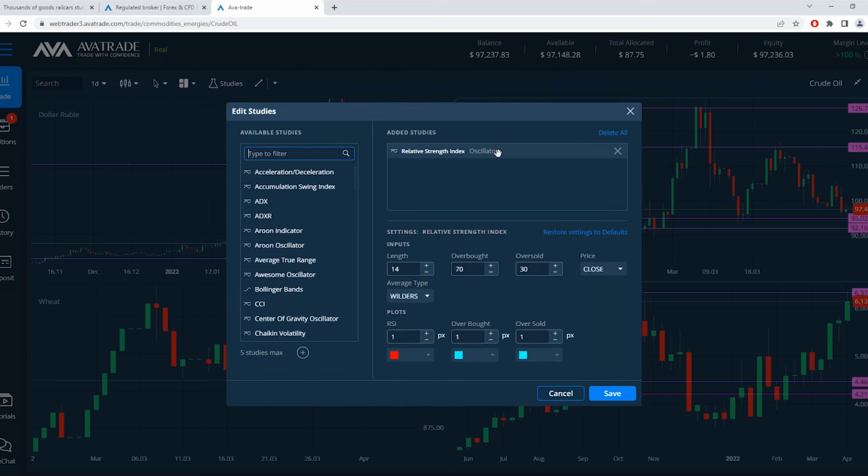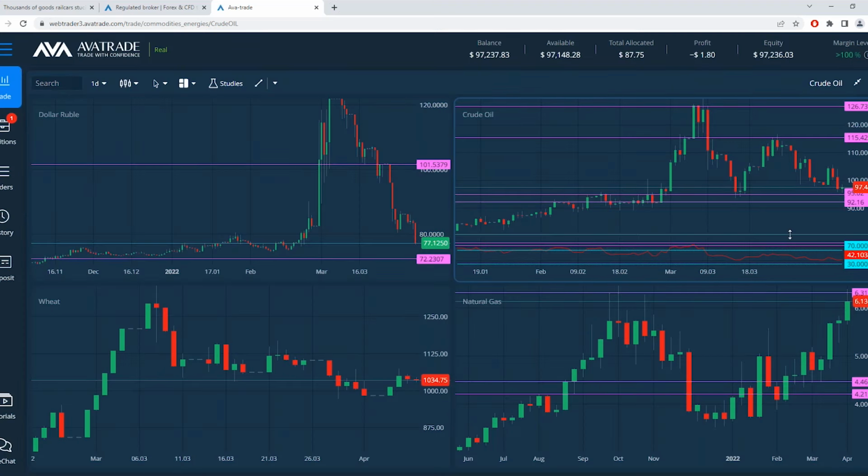Relative Strength Index. I can add more than one. Whatever moves to this box, and I can set the settings. Then when I click Save, you see it loads on the chart. So now I have the RSI down here on this chart.